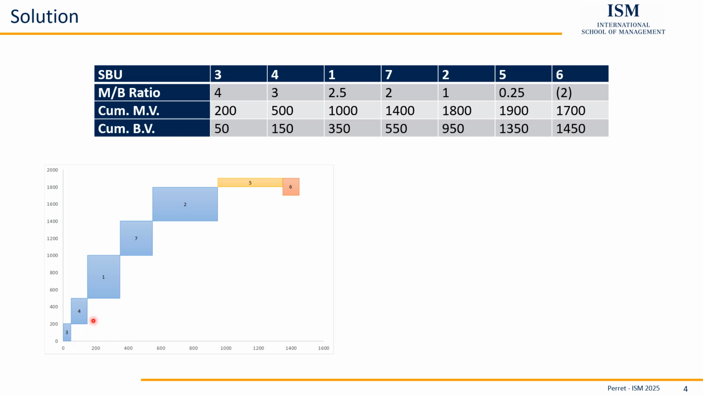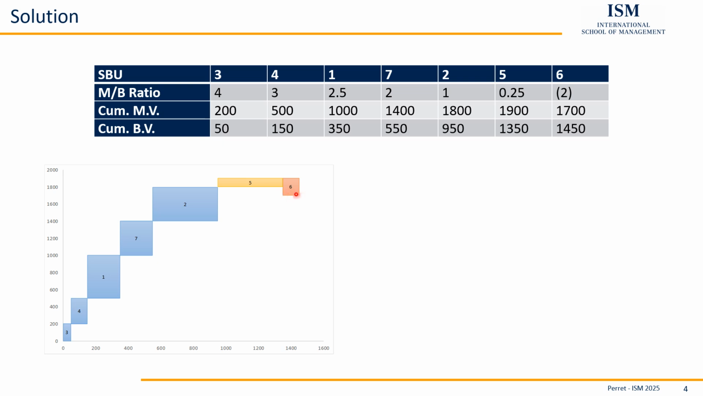Start with 5, 150, 350, 550, 950, 1350, and 1450. So they determine the 2 corners in the lower part of the boxes, indicating each of my business units. The height of these boxes is determined with the cumulated market value. So I start at 200, 500, 1000, 1400, 1800, 1900, and then it goes down again to 1700.